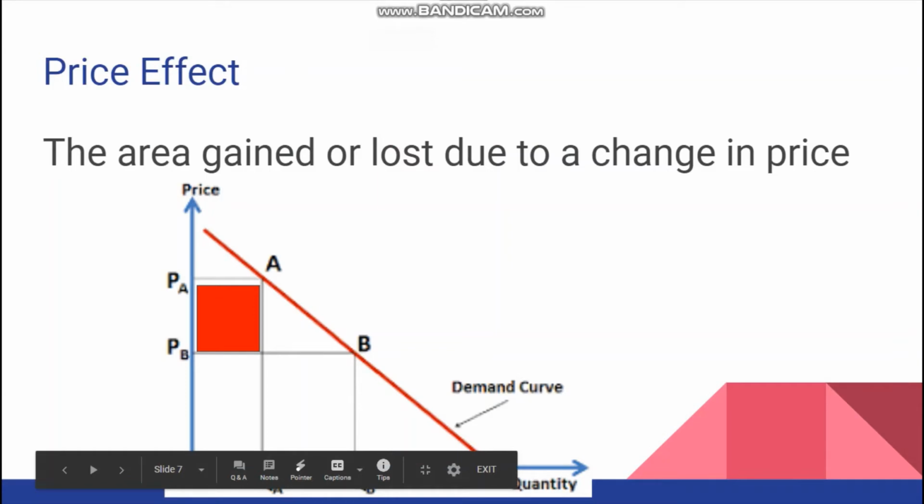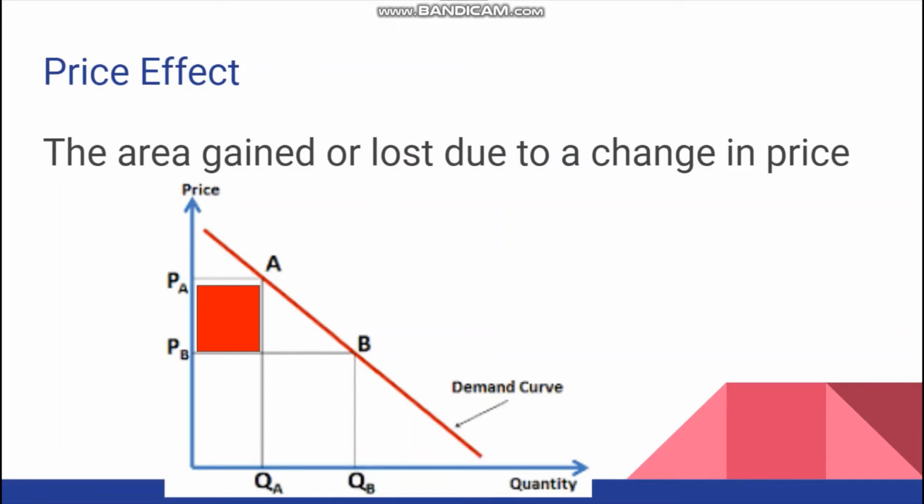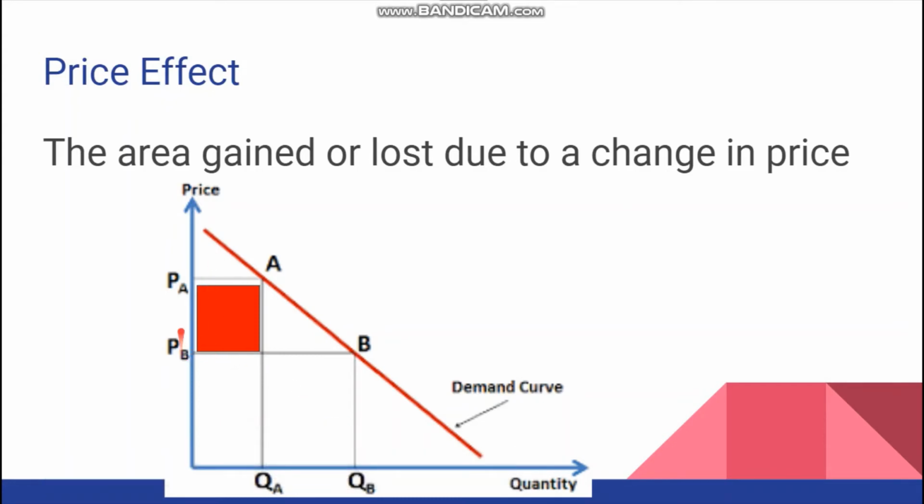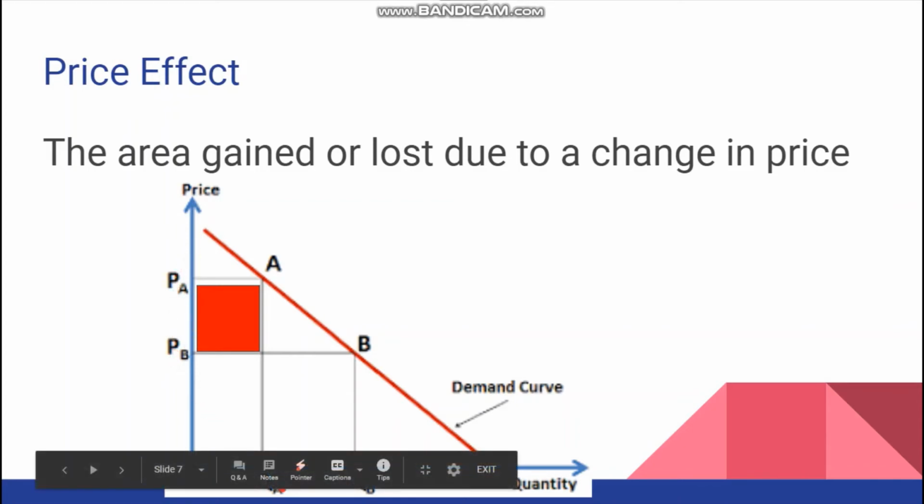Well, what if the price went from PB to PA? What would that mean? Well, that would mean that we would lose these people down here. We would lose this quantity, but we would gain more money per unit. So we would lose QB to QA. We're selling fewer items, but we are making more money on the items that we are selling. And so the price effect is the area gained or lost due to the change in price.